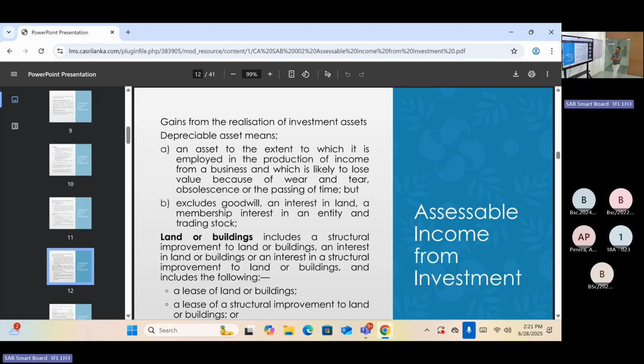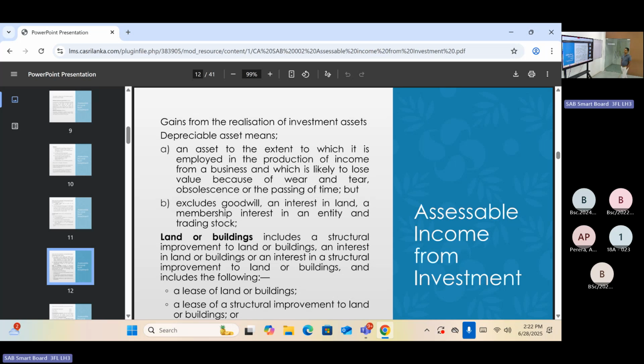Right? A depreciable asset is an asset which is employed in the business, used in the business, but its value goes down because of wear and tear, obsolescence, or passing of time. In that context, it is treated as a depreciable asset. But goodwill, interest in land, that means land ownership, and membership interest in an entity, and trading stock are not part of a depreciable asset.